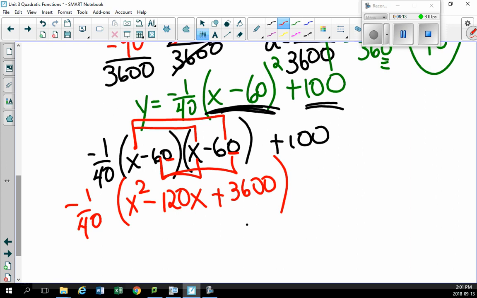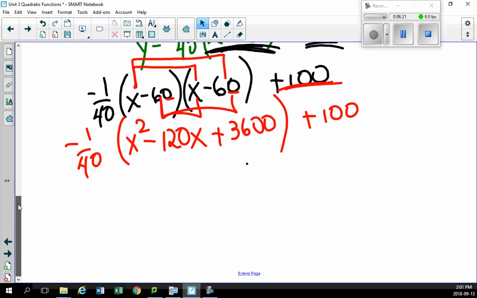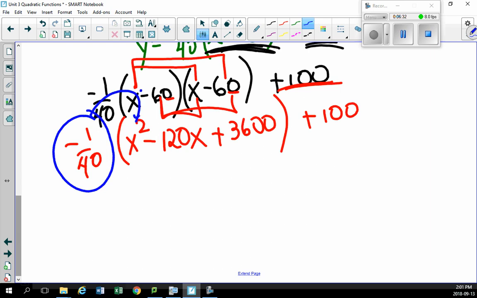Now, the other thing that you have to remember is that you did have a 100 sitting out here. So don't forget that, because if you do, you're going to get an incredibly different answer and it's going to be wrong. Okay, so let's go. Let's see what we can find. Then we have to take this guy and just distribute to every single one of those. Okay, so here we go.